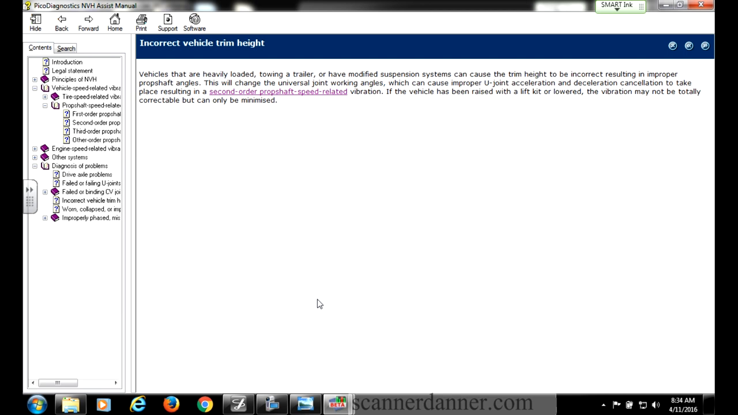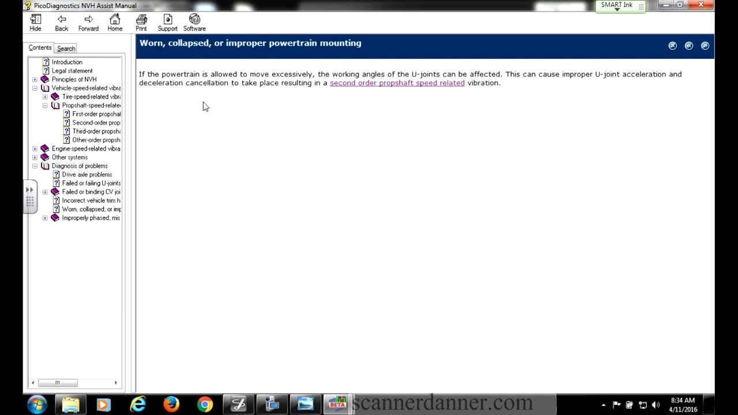Yeah, let's keep reading. So trim height to be incorrect, resulting in improper prop shaft angles. This will change the universal joint working angles, which will cause improper U-joint accel and decel cancellation. And by the way, I told you guys, as soon as I let off the throttle, this vibration is gone completely. Second order. So second order, if the vehicle has been raised with a lift kit or lowered, the vibration may not be totally correctable, but only minimized. That's funny that that's there. Let's keep reading.